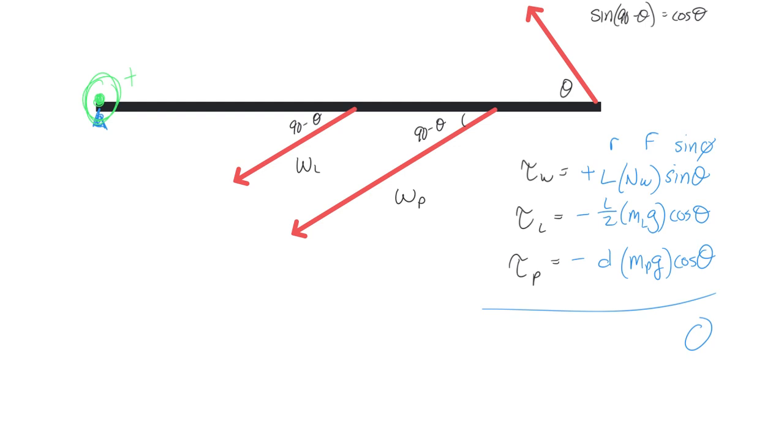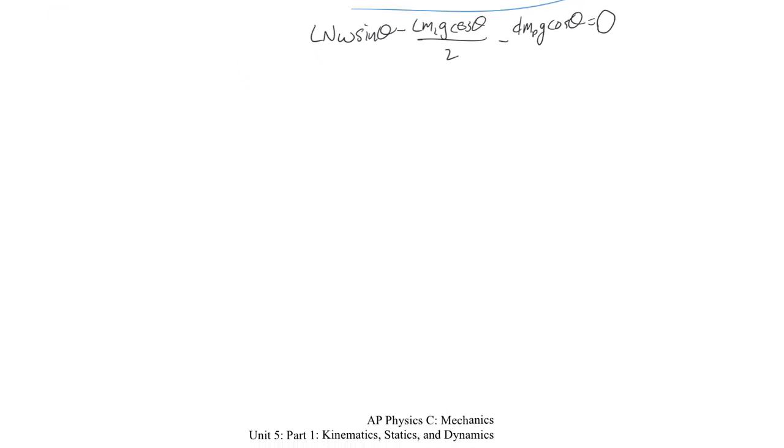So let's add them all up. L N_W sine theta minus L m_L g cosine theta over 2 minus D m_P g cosine theta equals 0. I didn't really leave myself enough room for this. That's kind of messy, sorry, but we'll work from there.